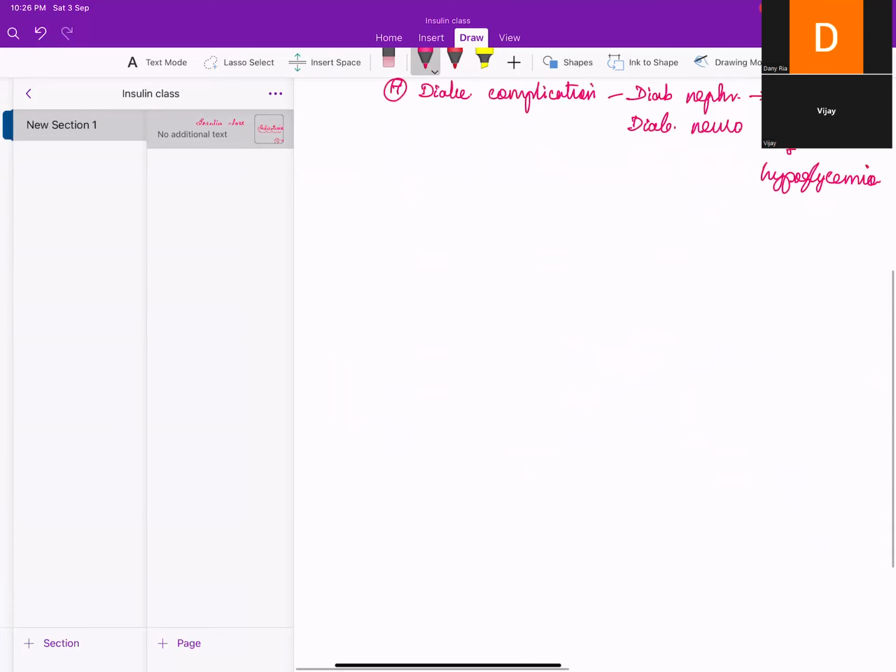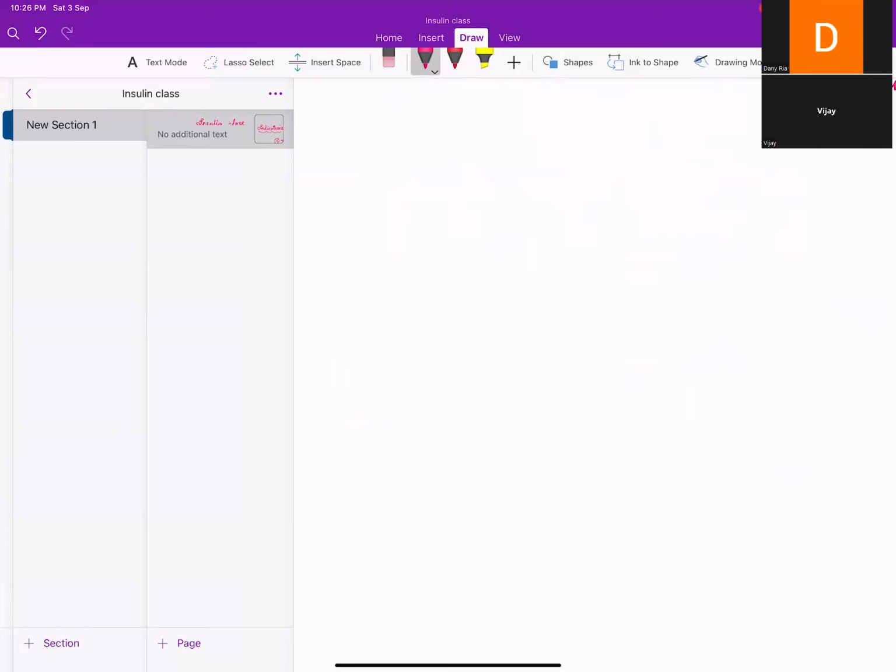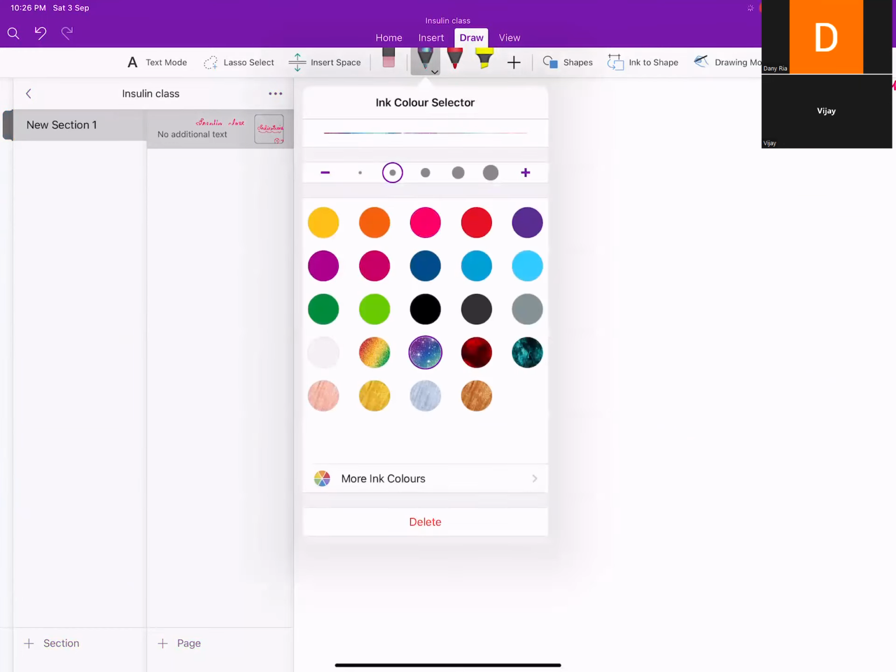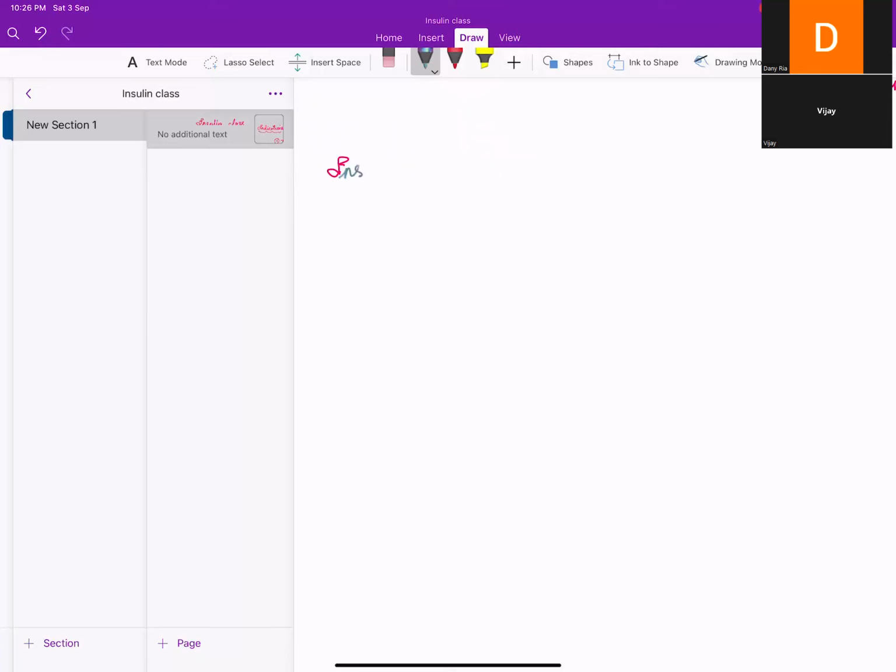So before going to the next aspect, what are the insulins you know of? All the insulins we are going to discuss are human insulin only. Can you classify them based on the duration of action?